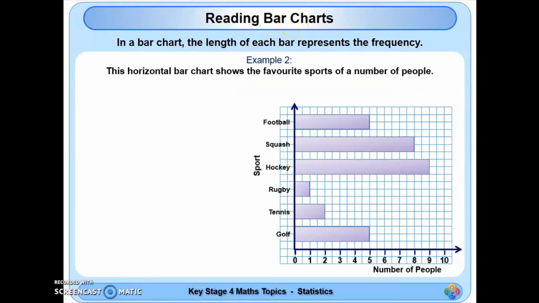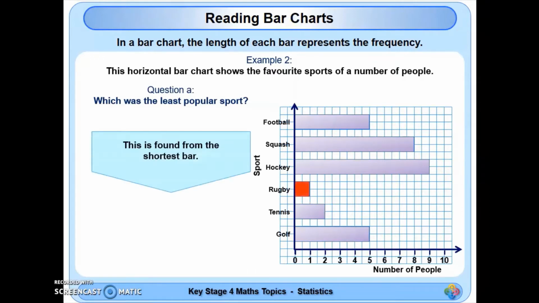This bar chart shows favorite sports of a number of people who were surveyed. Which was the least popular sport? We look for the sport which has the smallest length. So that would be rugby. In this case, you can see from here that only one person said rugby was their favourite sport.